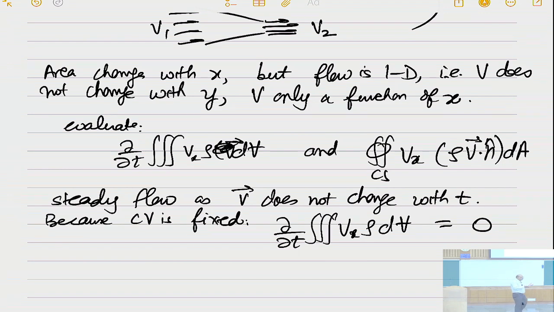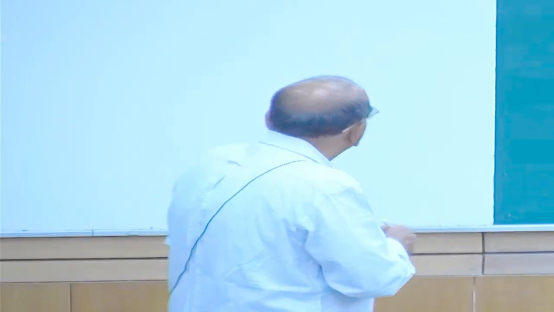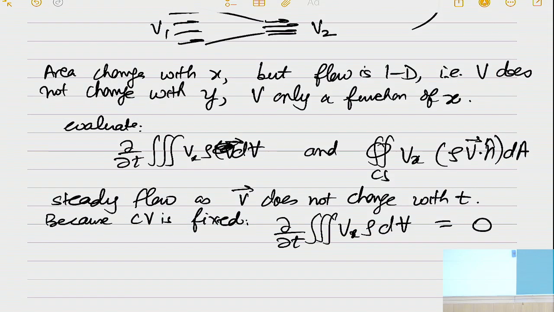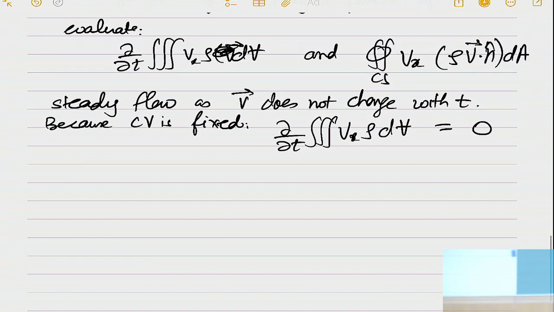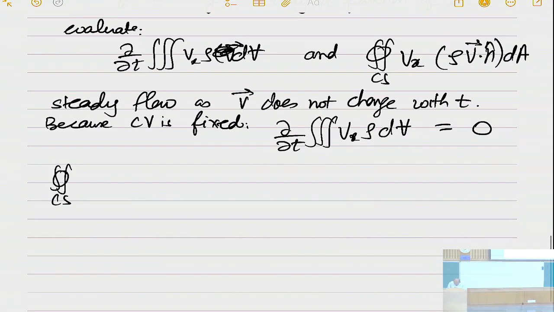And this you will find in many situations. Even if V was changing with y, but if it is not changing with time, then again for a fixed control volume, you can always get this. So the term which looks like the most cumbersome will in most problems go to 0. Okay. This is one thing. Now let's look at the integral over the control surface of Vx rho V dot n dA.